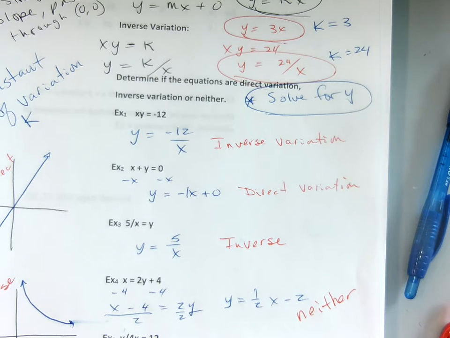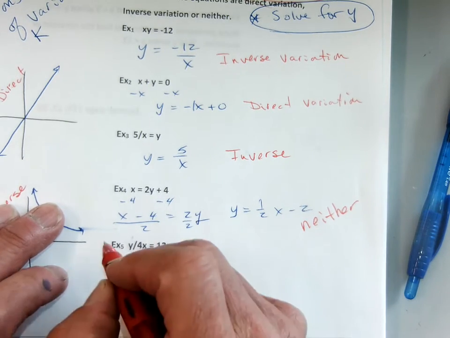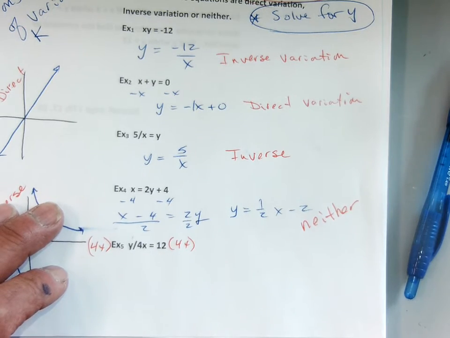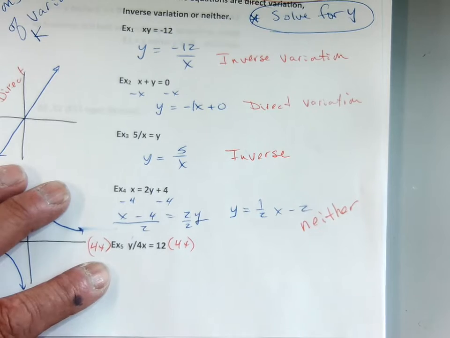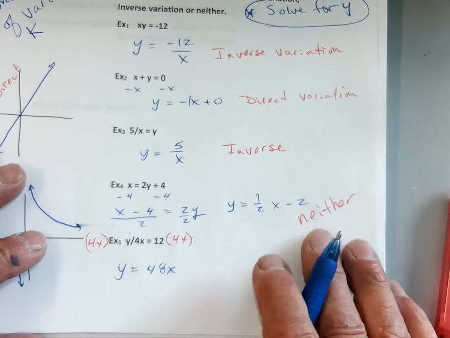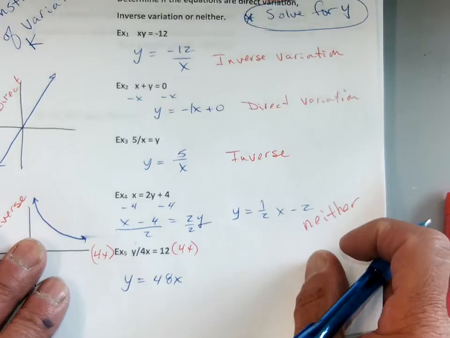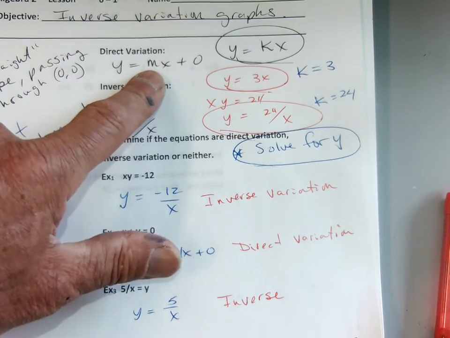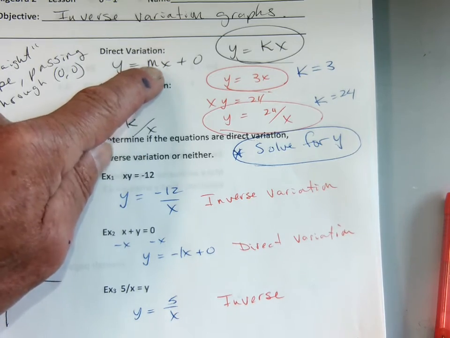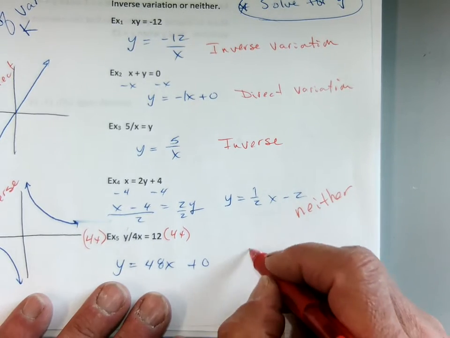Number 5. Well, if I solve for y, I'm just going to multiply both sides by 4x. I'll have y equals 48x. Which one is it? It is direct. Even though 48 seems like a big number, that's still a slope, isn't it? So plus 0, it is direct.